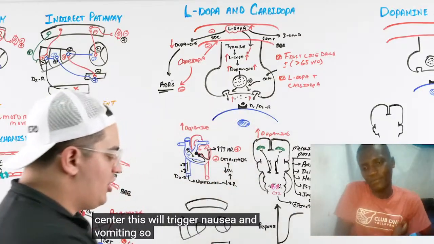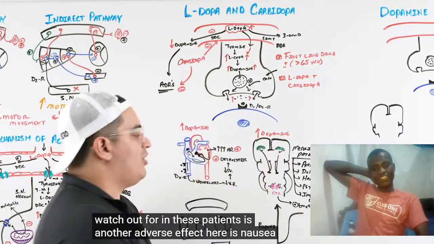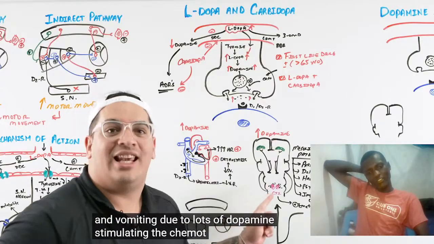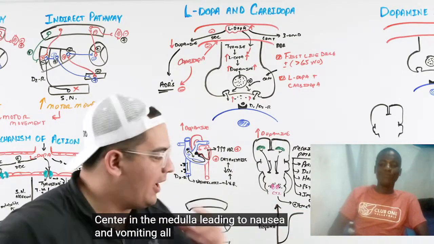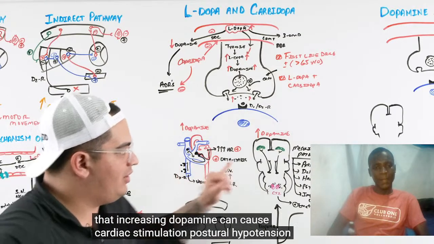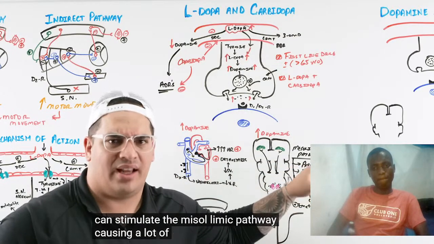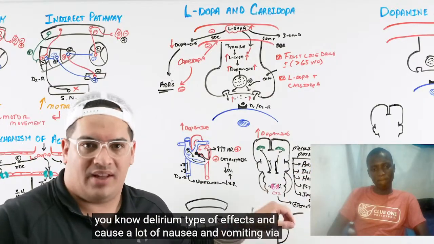and vomiting. So another particular thing to watch out for in these patients is another adverse effect, nausea and vomiting, due to lots of dopamine stimulating the chemotrigger zone, leading to the activation of the emetic center in the medulla, leading to nausea and vomiting. All right. So we now know that increasing dopamine can cause cardiac stimulation, postural hypotension, can stimulate the mesolimbic pathway, causing psychotic or delirium type of effects, and cause a lot of nausea and vomiting via the emetic center in the medulla.